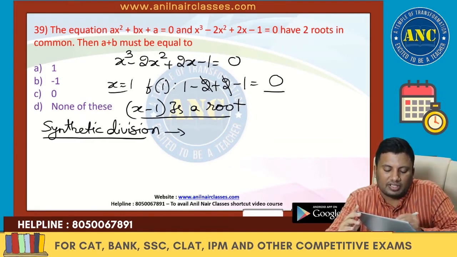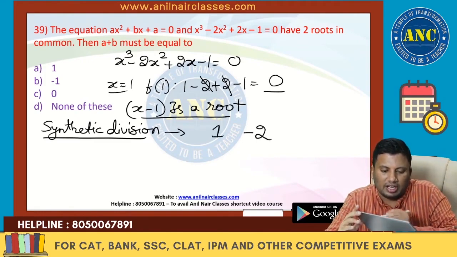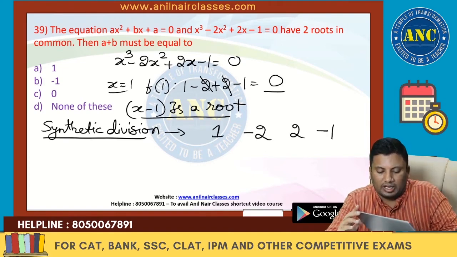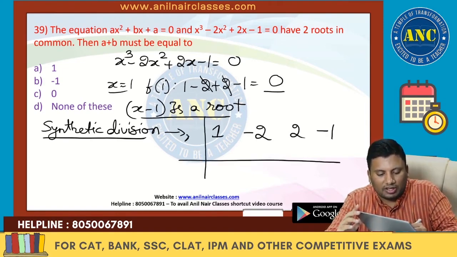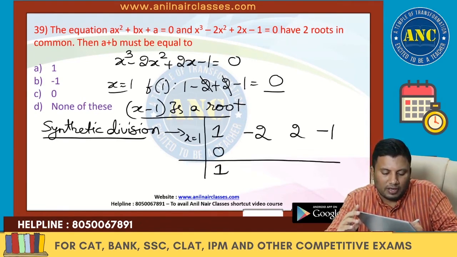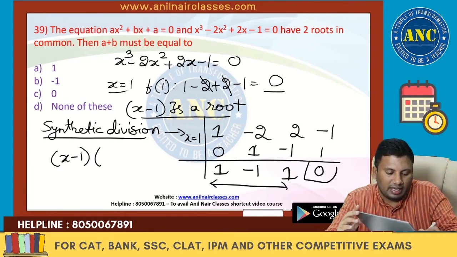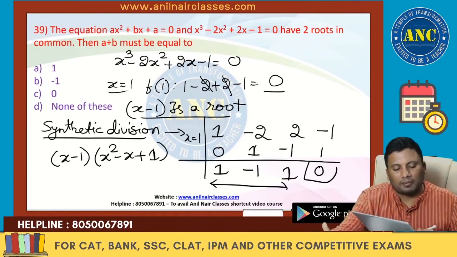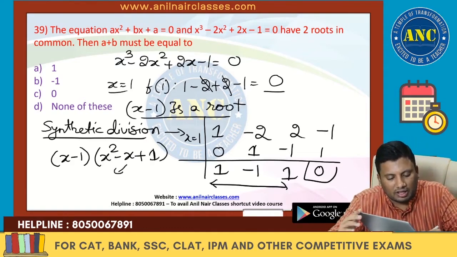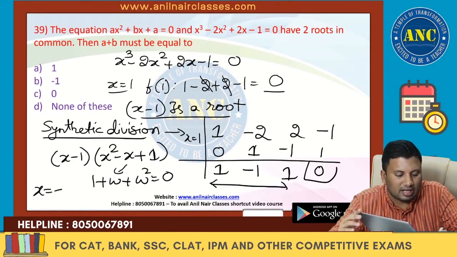What is synthetic division? Write down the coefficients in a serial order: 1, minus 2, 2, minus 1. Start with x value 1, 0. 1 plus 0, 1. It is minus 1. 2 minus 1, 1. This is 1. Minus 1 plus 1 is 0. So, if a cubic is divided by a linear, remaining is quadratic. Write down in a serial order: x square minus x plus 1. This is nothing but of the form 1 plus omega plus omega square is 0. x is nothing but minus omega and minus omega square.